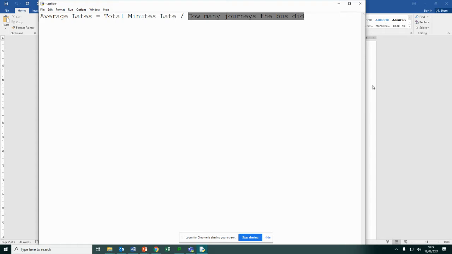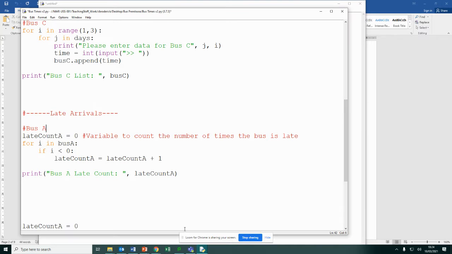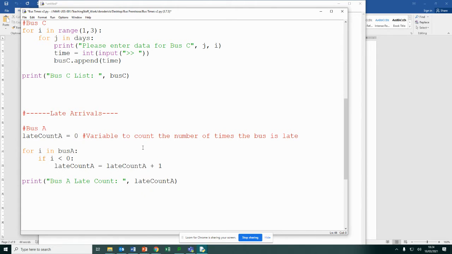So obviously the first thing we need to do is calculate the total minutes late, and we can actually use our loop because we're already looping over, and we already know the time, and if it is negative, we have it here. What we need to do is store that in a variable. So at the moment it's counting the number of lates, but this time we need to know minutes late, and we're going to set that to 0. So we've got our variable ready to put it in.